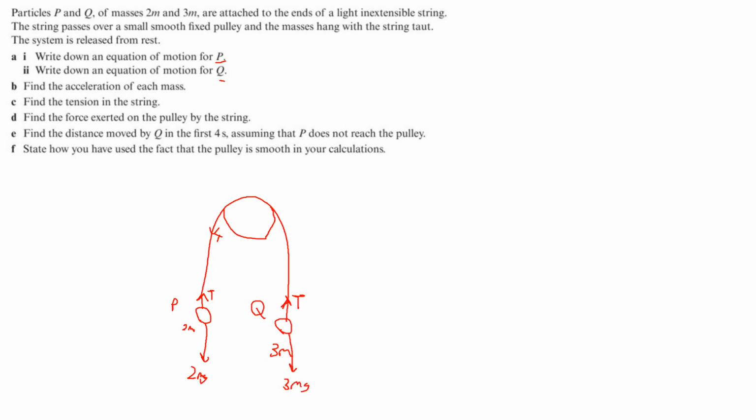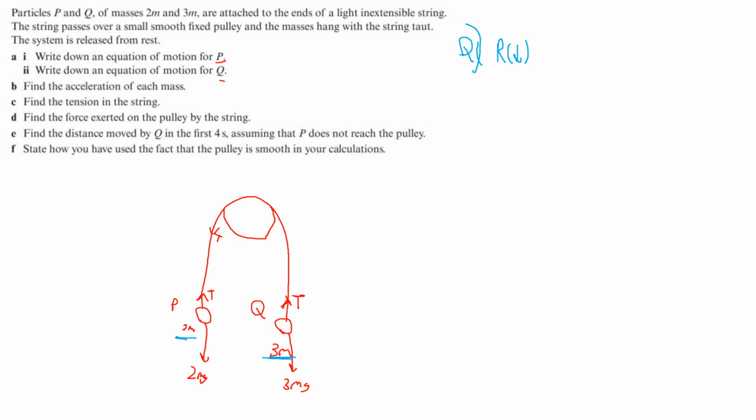Now, how are we going to work out the acceleration of each mass? Well, first things first, we need to work out an equation of motion. Let's start with P. For P, if we resolve downwards... actually, no. Let's go with Q first. The reason I'm going with Q first is because if we resolve downwards, we know that it's going down because this mass is heavier than this mass. So it has to be going downwards.